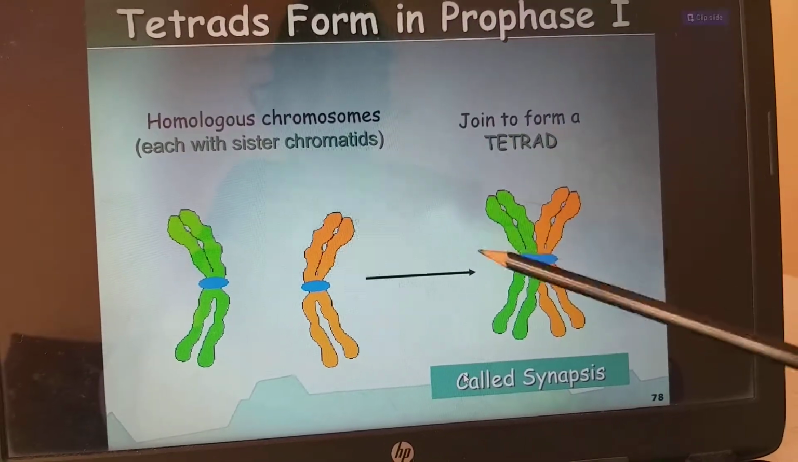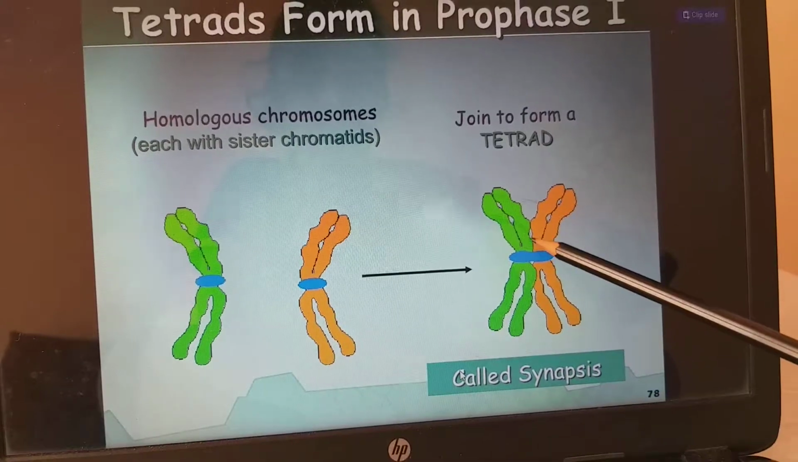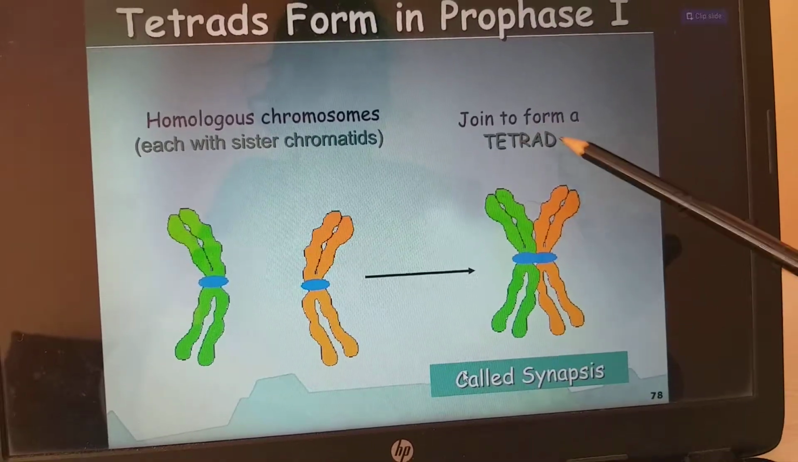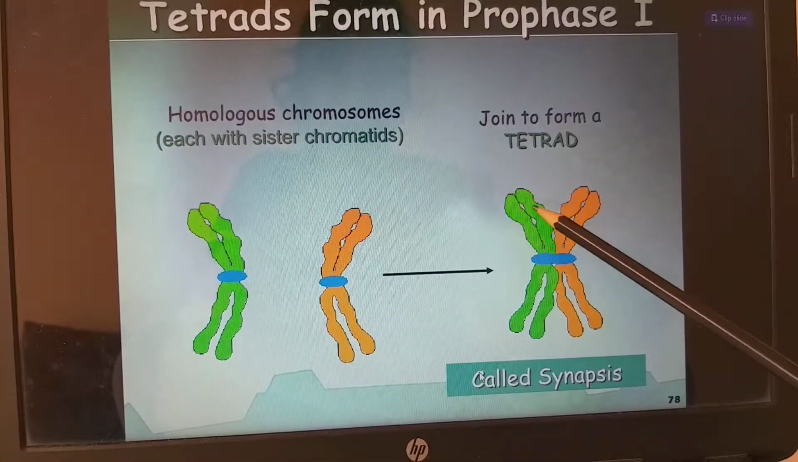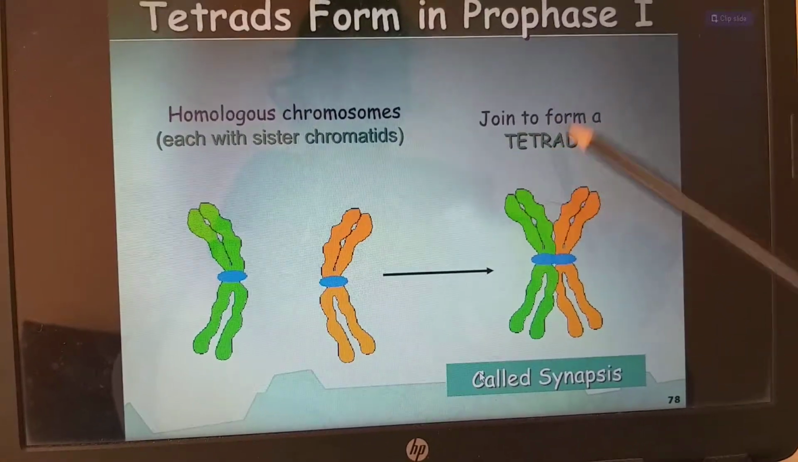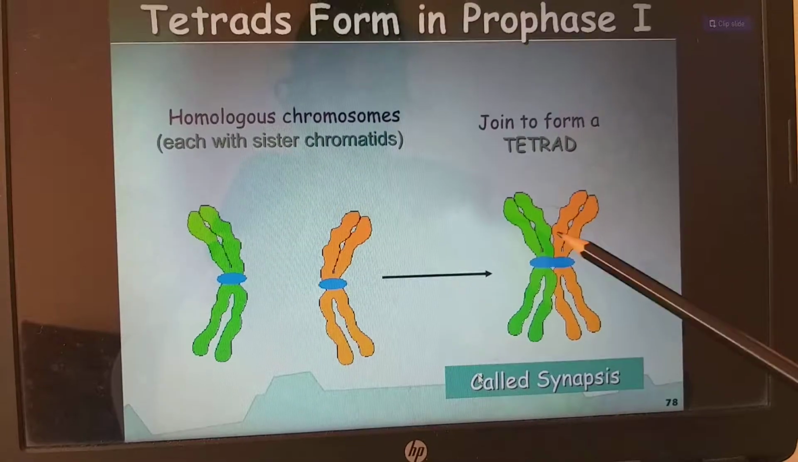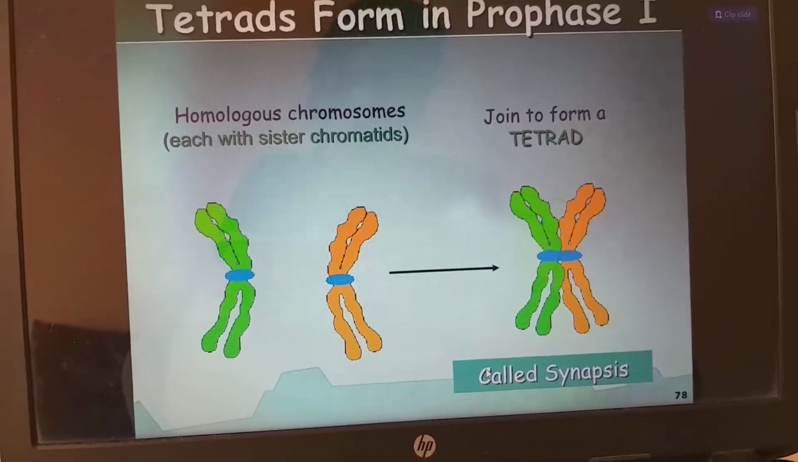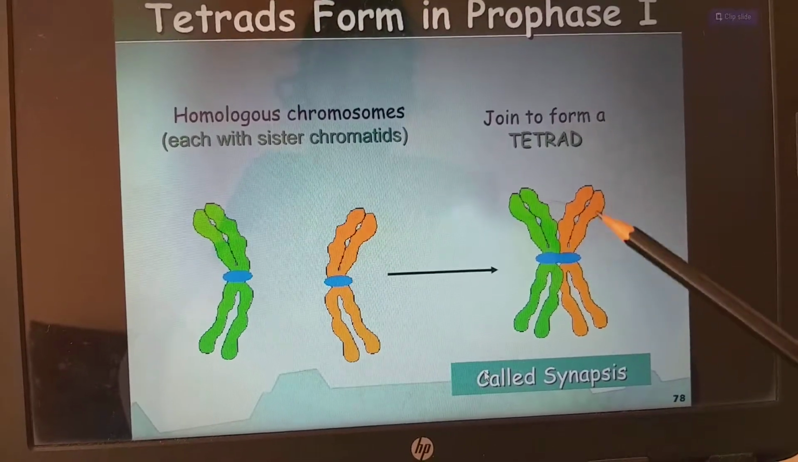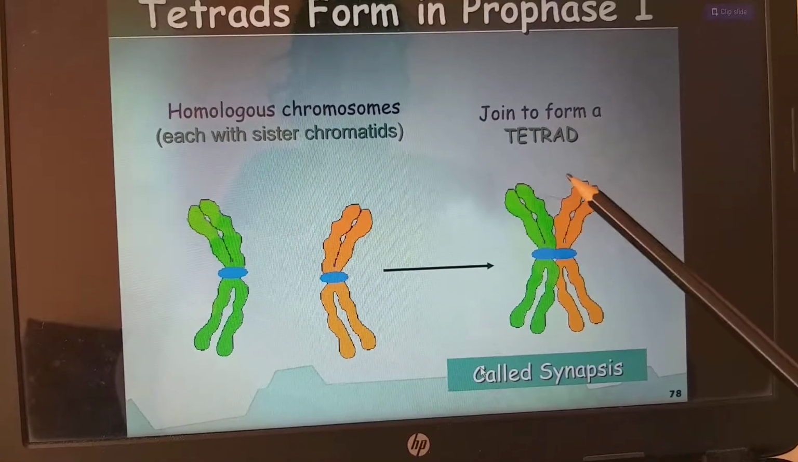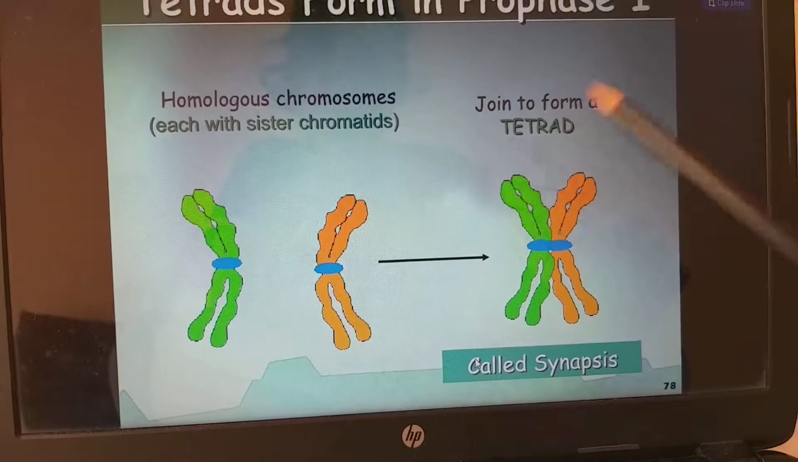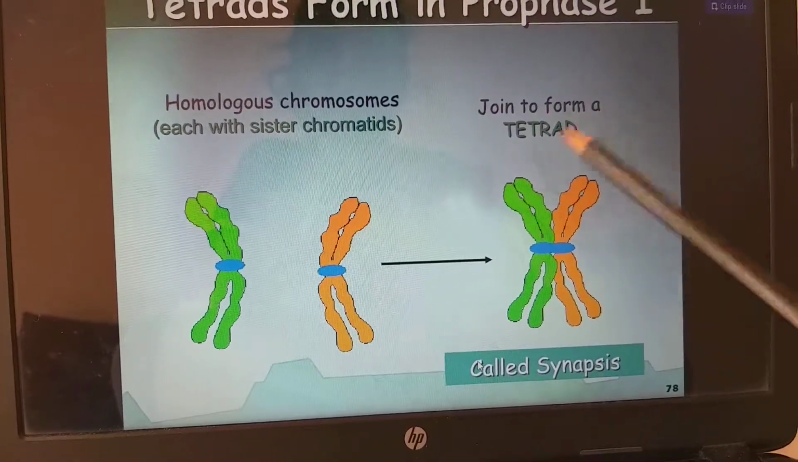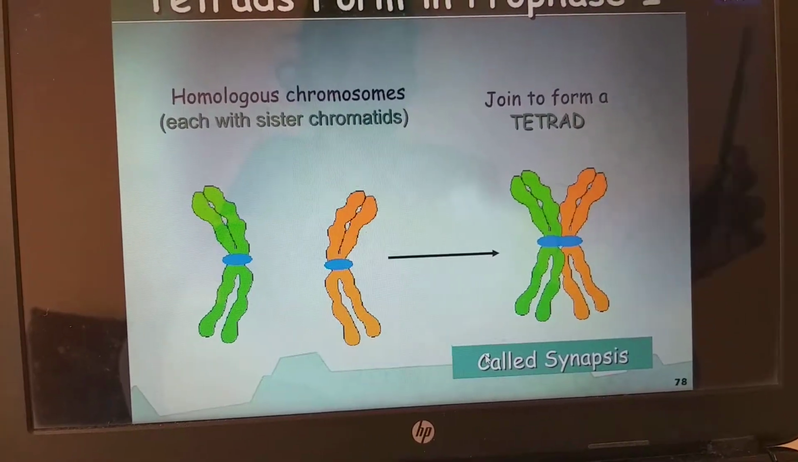This we call a tetrad, and this whole process of pairing we call synapsis. Synapsis means connection. Tetrad means having 4 chromatids, because of that they named it tetrad. We also call it a bivalent. Bivalent is based on the terminology of chromosomes. Here we have 2 chromosomes, that is equal to a bivalent, and 4 chromatids, that is equal to a tetrad.